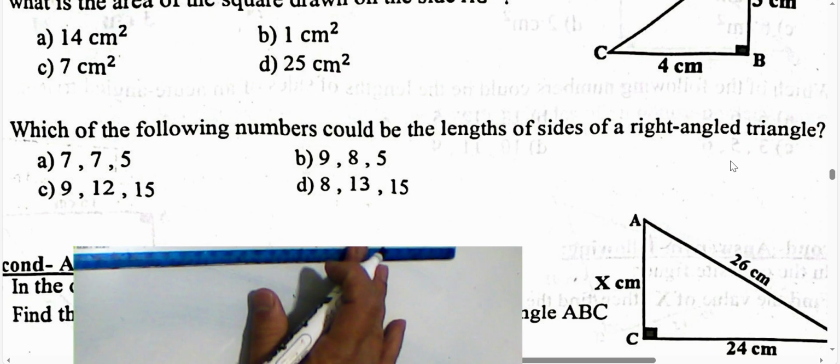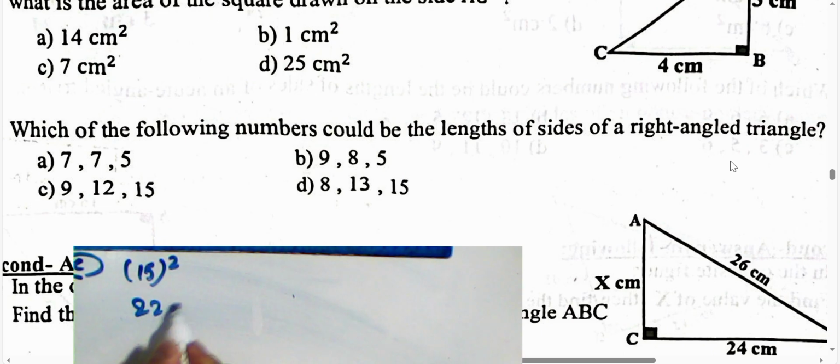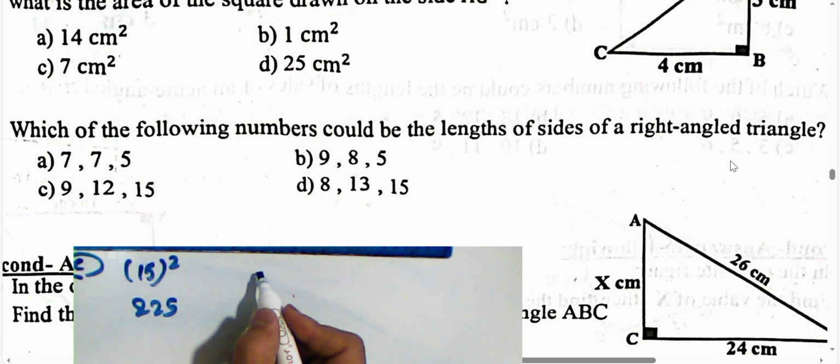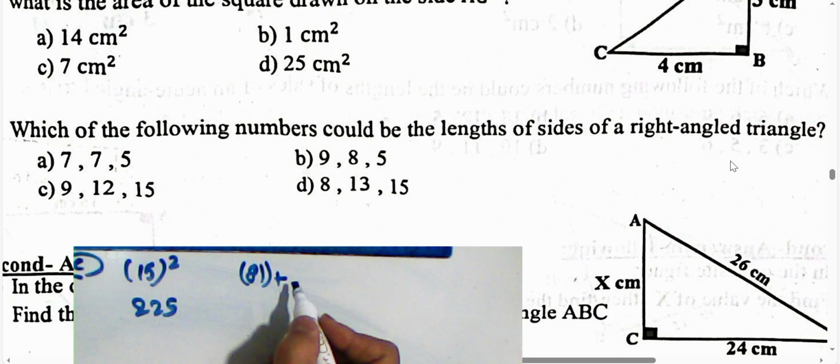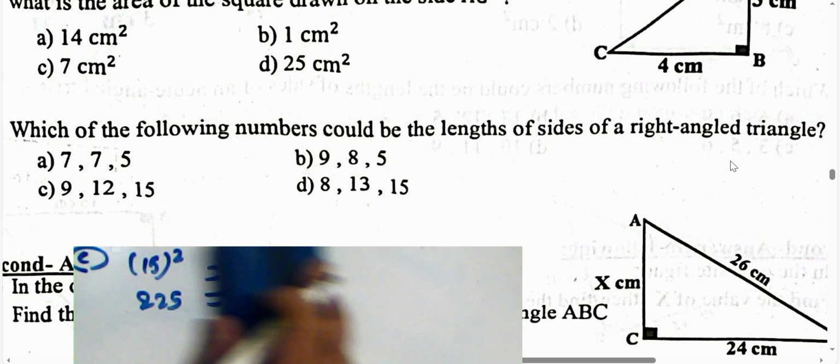And what about letter C here? In letter C, we have 15 squared, which is 225, and 9 squared, which is 81, and also 12 squared, which is 144. We can add them together: 81 plus 144 equals 225. It's equivalent, so you must choose letter C. This will be a right angle triangle. The side lengths are 9 and 12, and the hypotenuse will be 15. 15 squared is equivalent to 9 squared plus 12 squared. Then you must choose letter C.